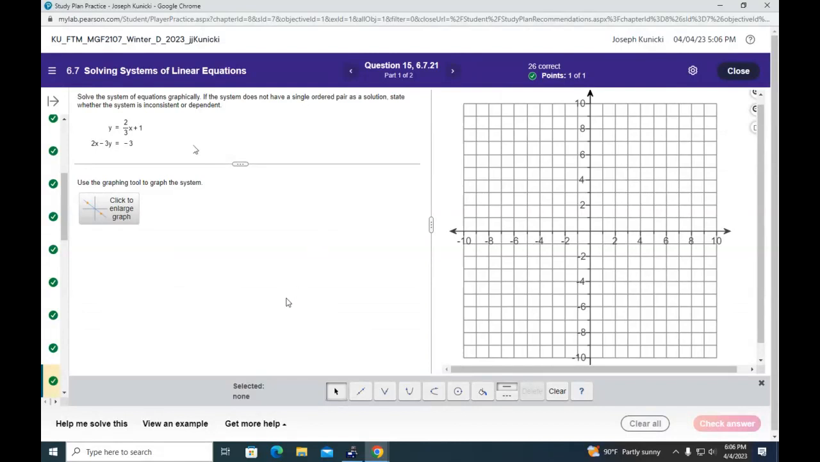Okay, so y equals 2/3 x plus 1. So that's easy. That's slope or point slope. So for the first line, the intercept's plus 1, and the slope's 2/3. So I go up 2, to the right 3. Up 2. Okay, so there's the first one. For the second line, I'm going to need 2 points, right? 2x minus 3y equals -3.